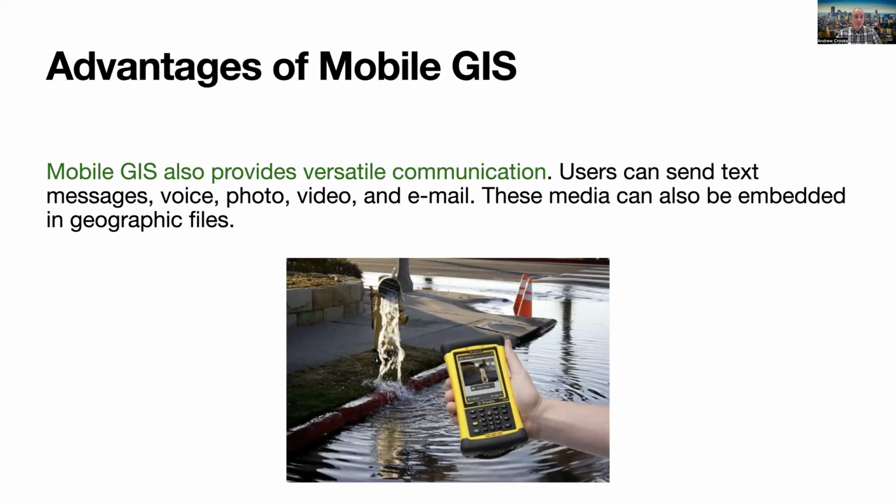It's versatile, right? Communication. Users can send text messages, voice, photos, videos, or emails via these devices. Of course, you can only send them if you have internet connectivity of some device, right? With Trimble, for example, here, this is called a Trimble Geo. It's a handheld device that utilities will use, or environmental agencies that require mobile data collection or asset management.